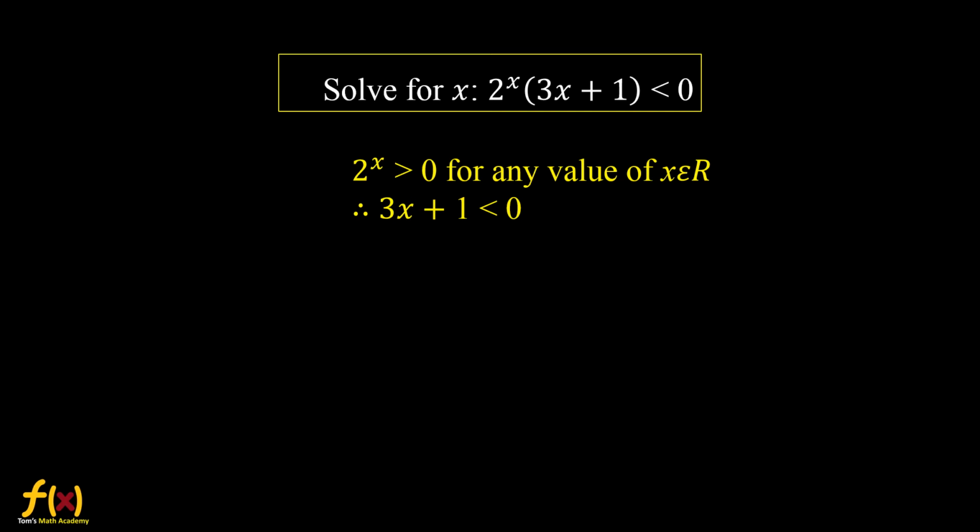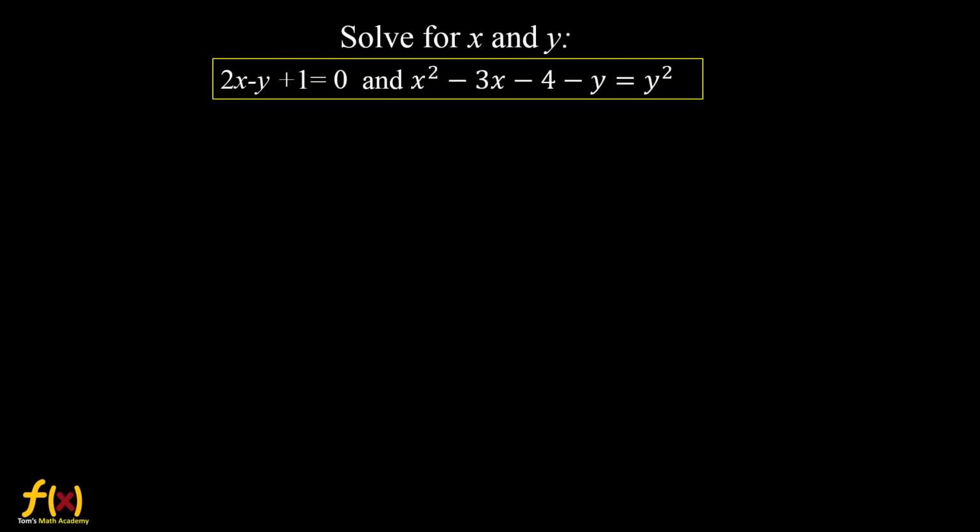3x plus 1 is less than 0, a linear inequality. So we solve for x. 3x is less than minus 1. Therefore, x is less than minus 1 over 3. Here we don't need any number line. It's a linear inequality.